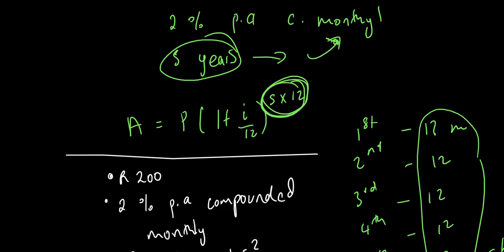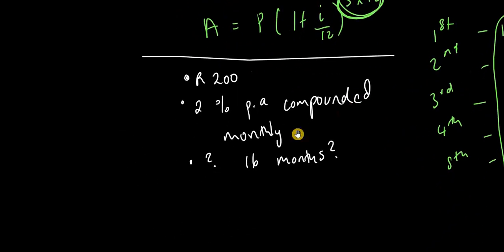How much do I have in 16 months? Let me see. I want to give you 2 minutes to do this question, and then you can post your answers there. I invested 200, I already gave you that this is my P. The interest is 2% per annum compounded monthly. Now, how much will I have in 16 months? Please do that question for 2 minutes.